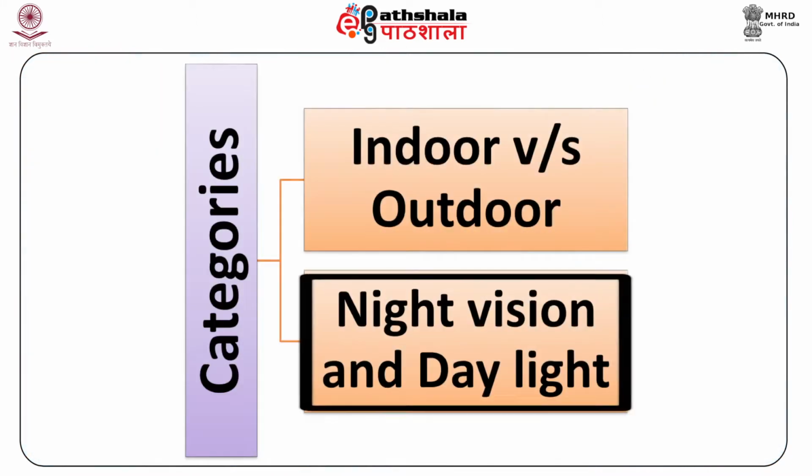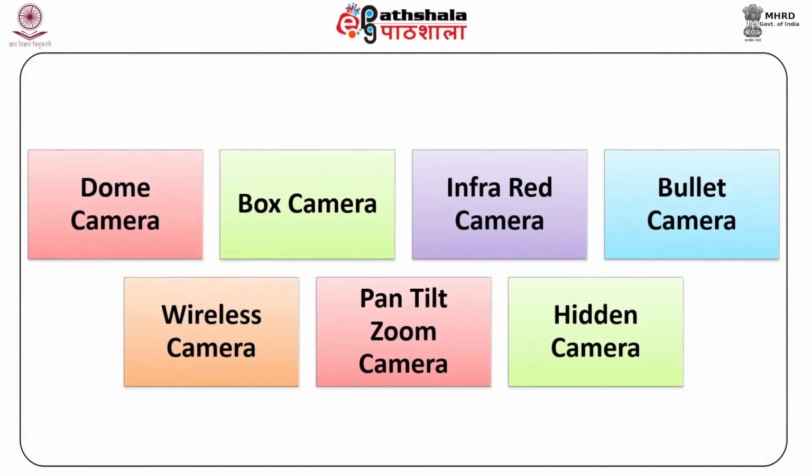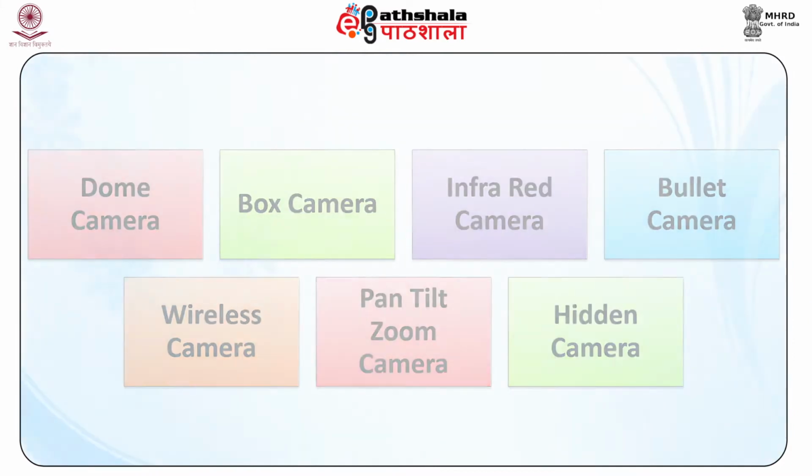Next is night vision and day-night cameras. There are two camera technology solutions in low light situations. In total darkness, the only way left is infrared technology, which is known as night vision. Now we will discuss the various types of CCTV cameras.